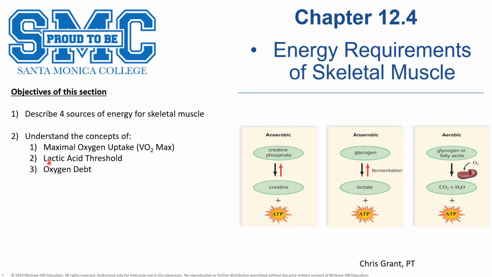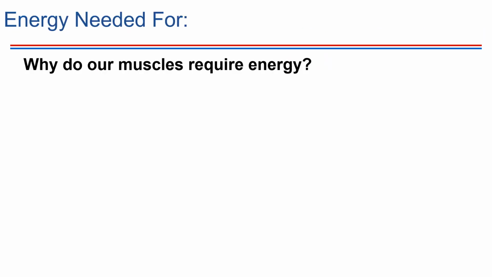We'll compare that to your lactic acid threshold, which you'll see is we'll be making lactic acid the whole time, and then at a certain point, it's going to jump up in its production quite quickly. And as it does that, we're going to be borrowing oxygen from hemoglobin and myoglobin, but we're going to have to pay that back after we're done with our activity. So we'll look at all those concepts.